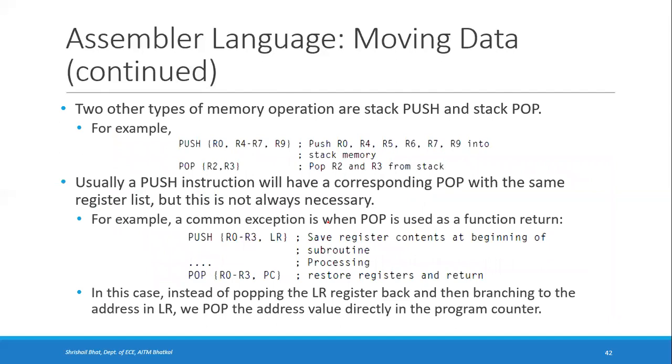Apart from that, to access memory locations, we also have push and pop instructions. We use them specifically for stack memory. We have seen this in the first module also, wherein we have seen the push and pop operations and stack implementation. You can have multiple registers pushed or popped at once. This is the syntax: push, and in the curly brackets you write a list of registers in the order in which they have to be pushed. Suppose you write R0, R4 to R7, R9. Then R0 will be pushed first, then R4, R5, R6, R7, then R9 in that order.